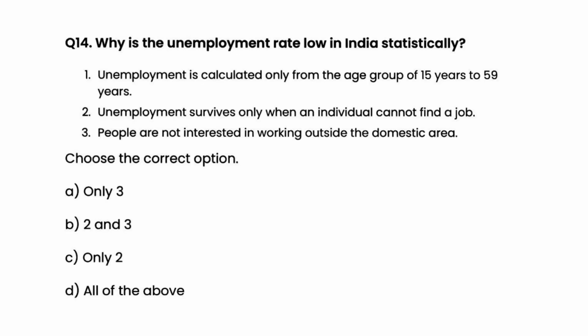Answer is option D, the monetary value of all finished goods and services made within a country during a specific period. Now, what is the unemployment rate low in India statistically? First, unemployment is calculated only from the age group of 15 years to 59 years. Second, unemployment survives only when an individual cannot find a job. Third, people are not interested in working outside the domesticated area. Now choose the correct options. First, only 3; second option, 2 and 3; third option, only 2; and the last option is all of the above.